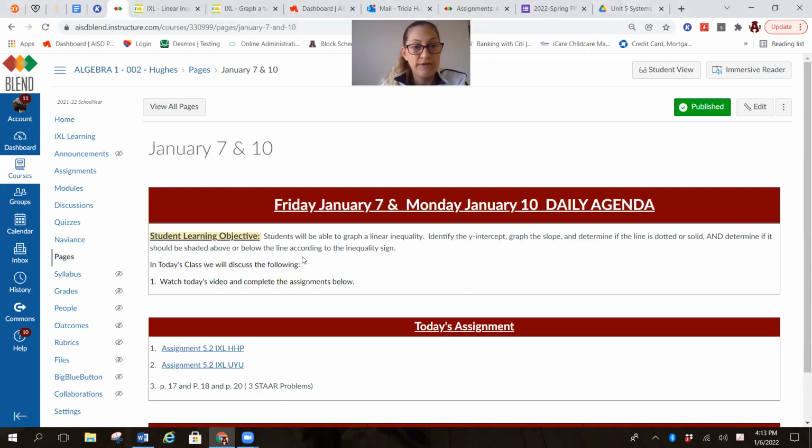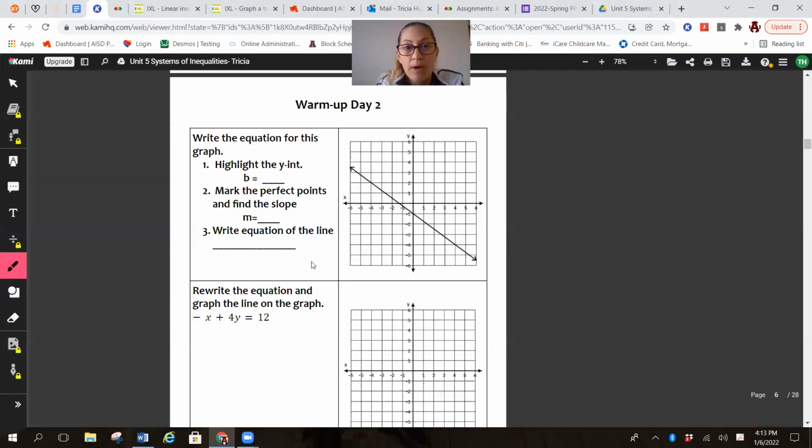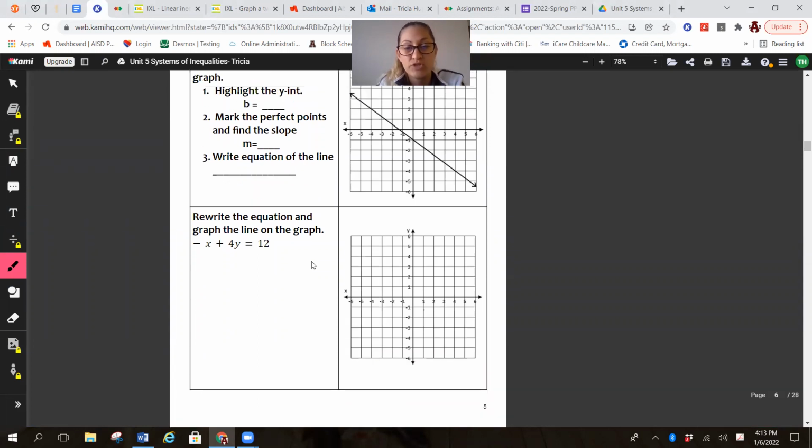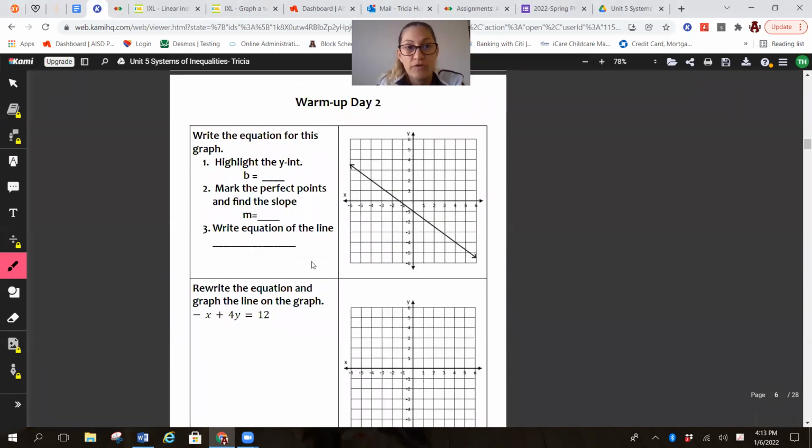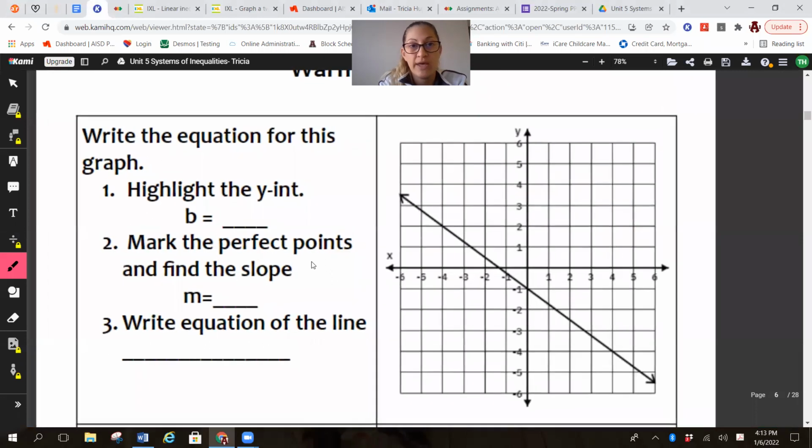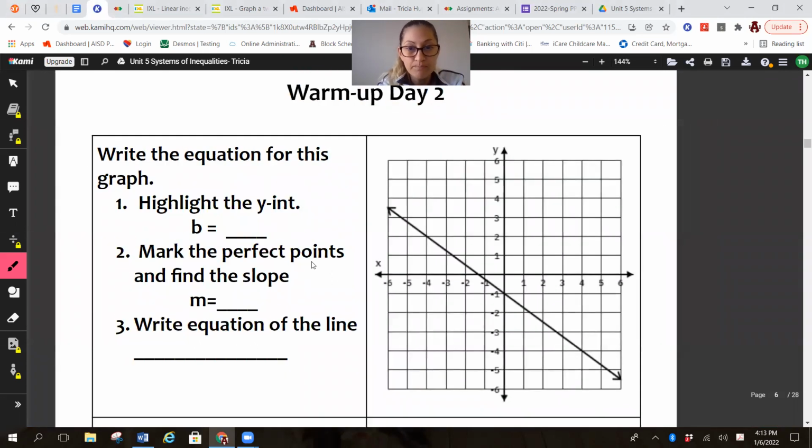All right. So if I go ahead and click on today's agenda, we should be on warm up day 2, which is page 5 of your packet. So go ahead and get to page 5. I'm going to want you to press pause so you can take a moment to try to figure out the equation of this line on your own. So pause and then unpause when you're ready to check your work.